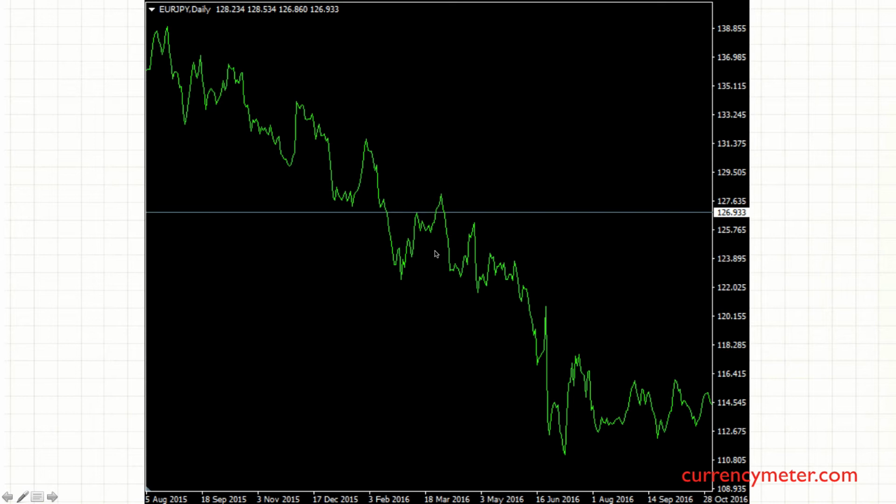Support becomes resistance, and resistance becomes support. Back and forth, back and forth. You always have to look at those levels to see them and make a decision based on that. You cannot trade in the blind.